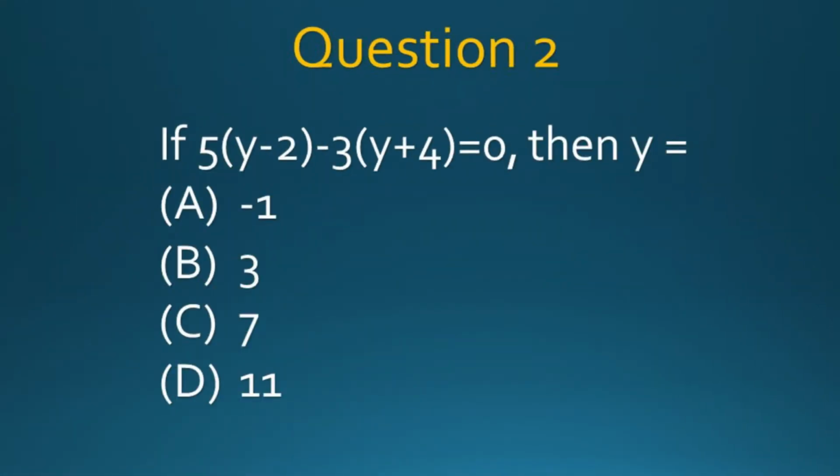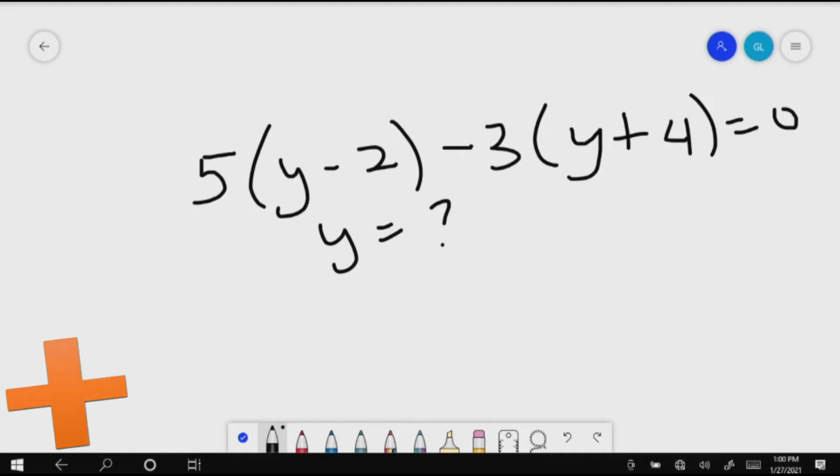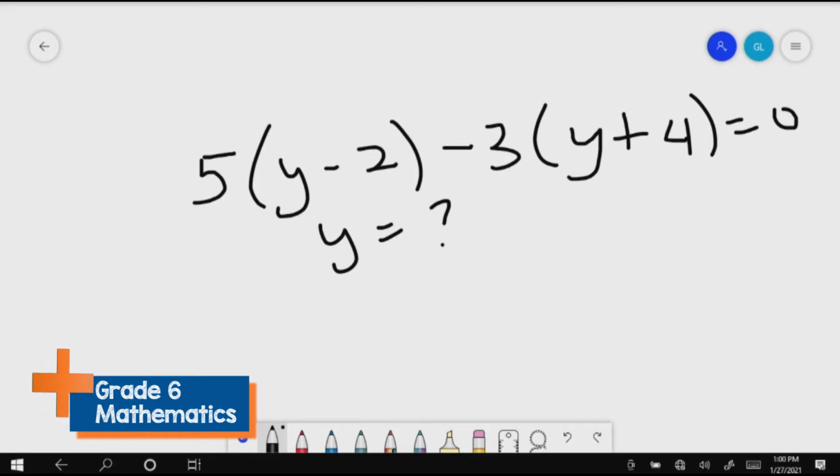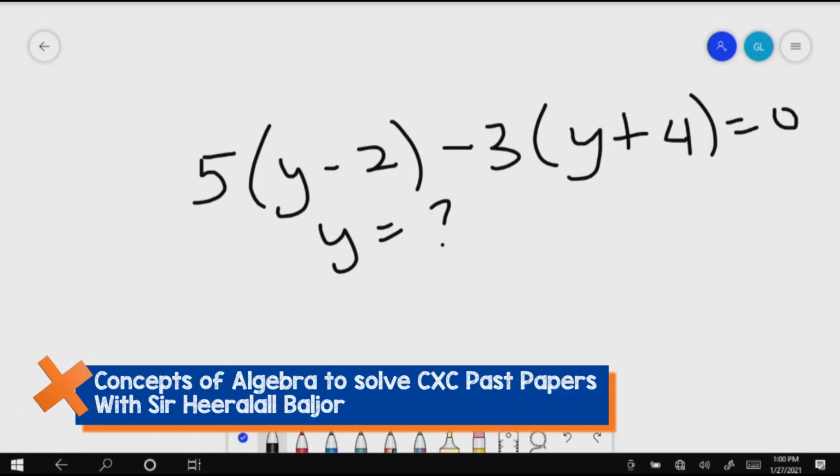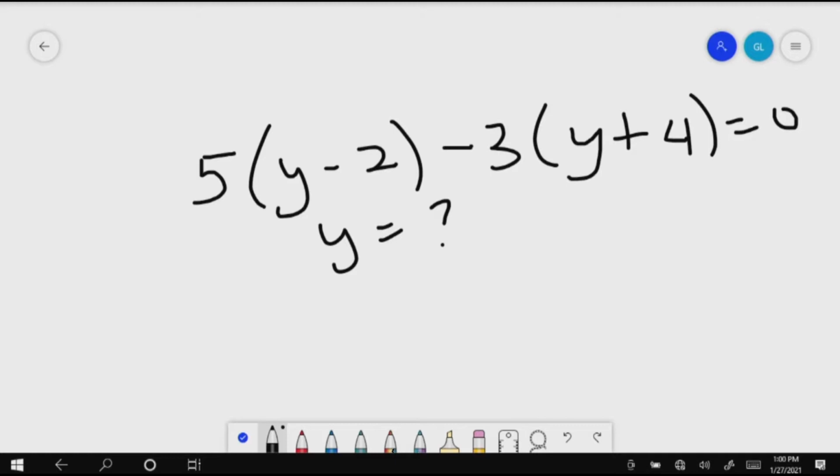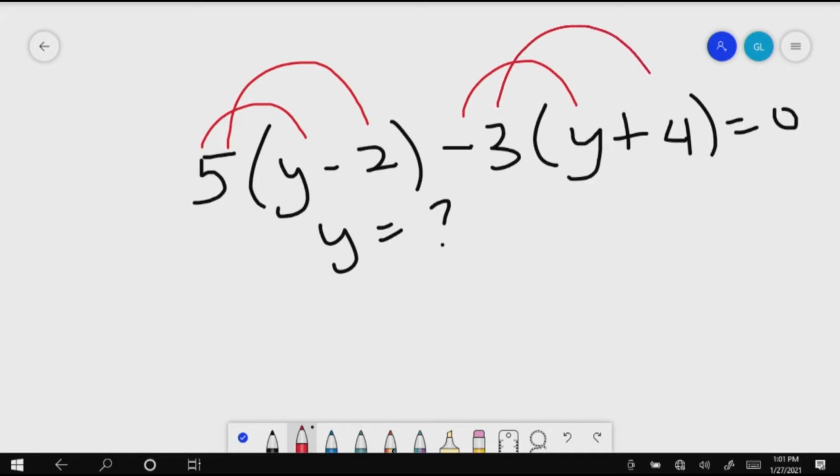If 5 of y minus 2 minus 3 of y plus 4 equals 0, then y equals what? A question like this involves removal of brackets and simplifying, then solving a linear equation. But for us to arrive at the linear equation, we need to back up and go through the process of, firstly, simplifying the brackets by whatever coefficient is there. We remove the brackets, then simplify.